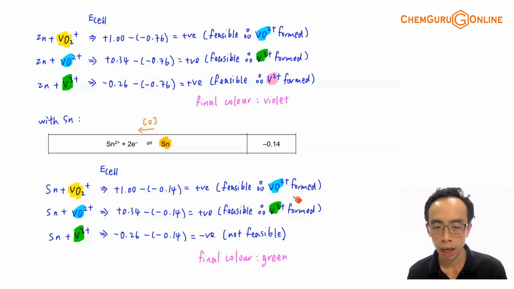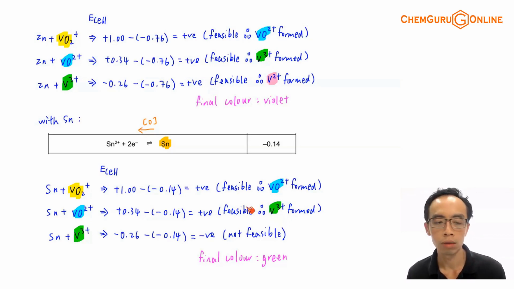Then stage 2: can the blue species be reduced to the green one? I calculate E cell, plus 0.34 volt, involving the E value for your VO 2+, minus oxidation of tin, which is negative 0.14 volt, end up with a positive value. So this guy can reduce your VO 2+ to V3+. I can form the green species.